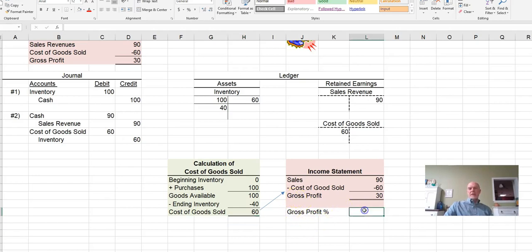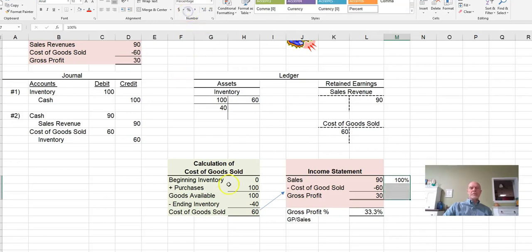To get that, it's calculated as the gross profit divided by your sales. So we're going to take the $30 and divide by the sales, and that's going to be 1/3 or 33.33%. Another way to think about it is that your sales represents 100% of sales, of course. Let me put this down as percentages here.